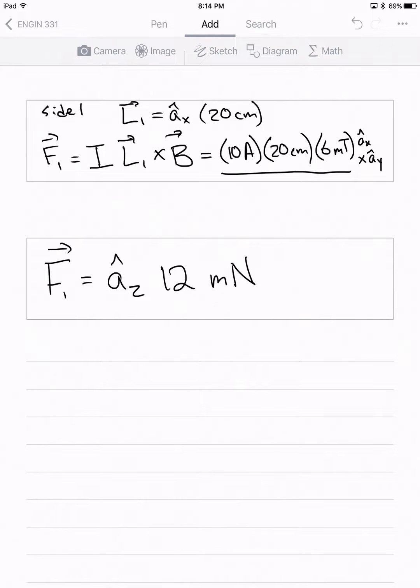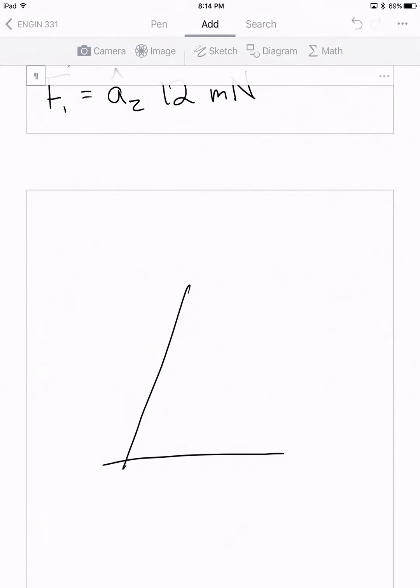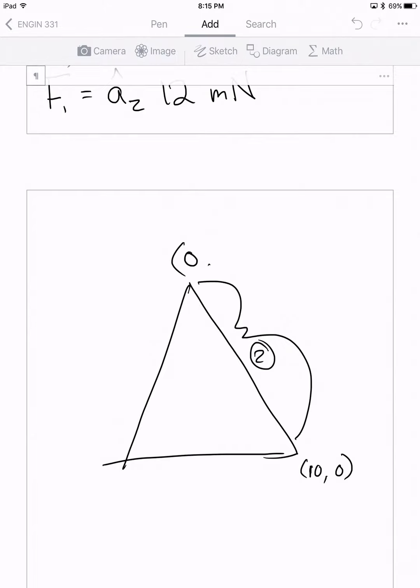Now we're going to have F2 for the second side. Now the second side is at a bit of an angle. It goes from plus 10 on the x-axis, 0 on the y-axis, to plus 20 on the y-axis, and 0 on the x-axis. So it slopes back into the left a little bit. Let me redraw that. We're now looking at side number 2, which is this side. And it goes from 10, 0 to 0, 20. We're going in that direction.